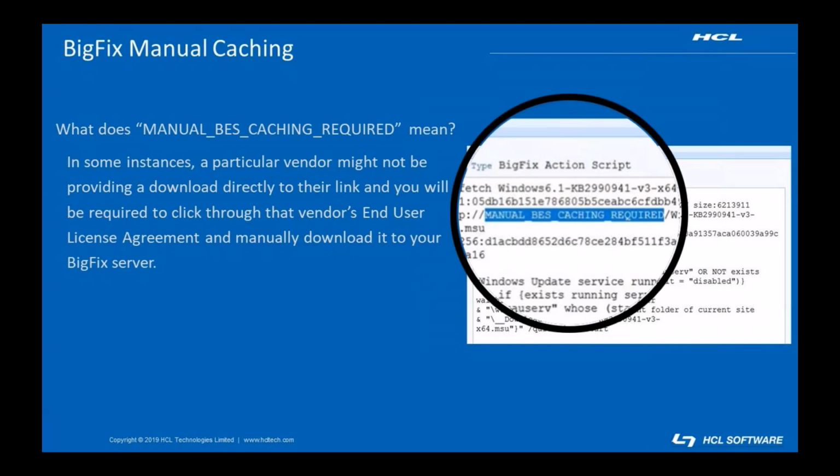In some instances, a particular vendor might not be providing a download directly to their link, and you will be required to click through their EULA or end user license agreement and manually download the install to your BigFix server. Therefore, there are some fixlets that will require manual caching.